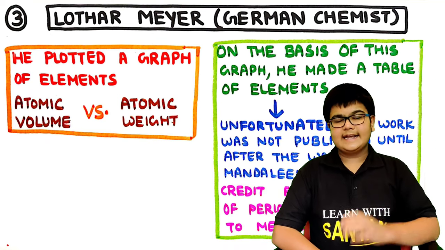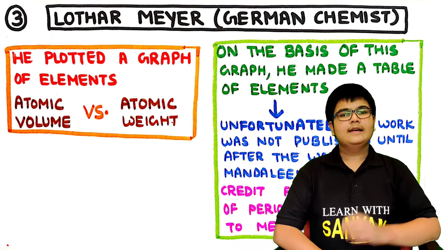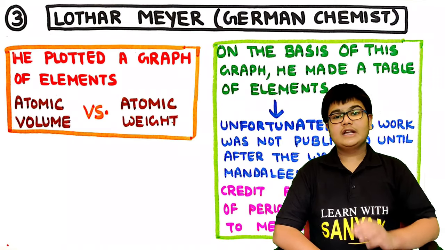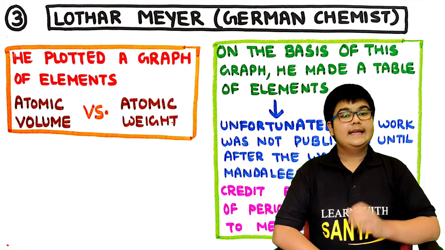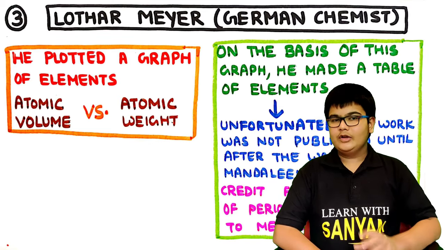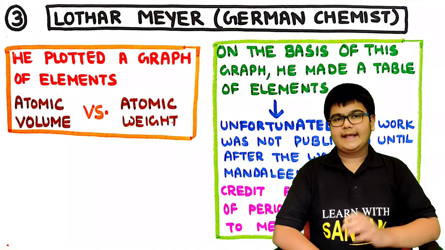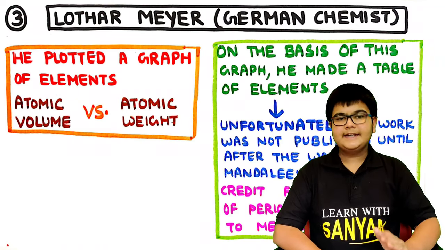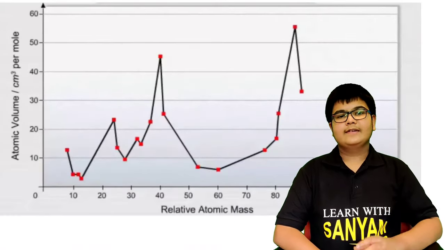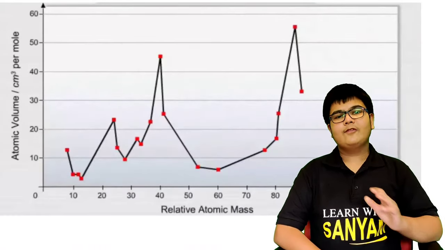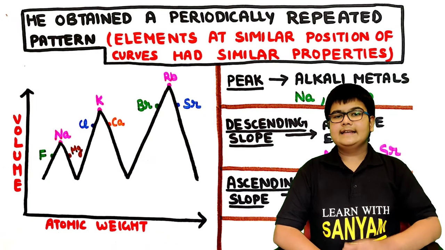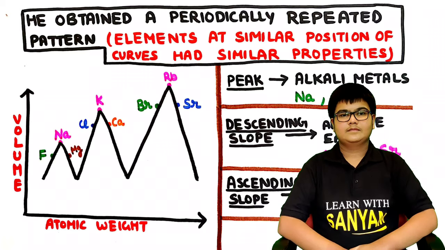Now the next scientist who gave his periodic table was Lothar Mayer, and he was a German chemist. He plotted a graph of elements, and while doing so, he took two things: atomic volume of the elements and atomic weight of the elements. So he made a graph of atomic volume versus atomic weight. And let's see what his observations were.